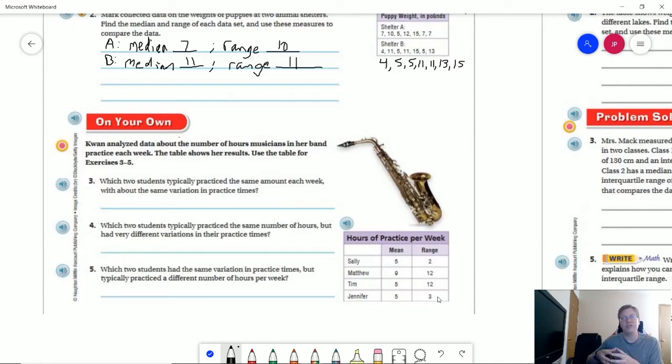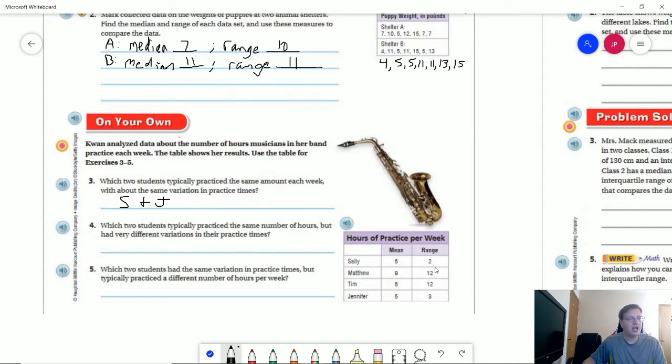They're not identical in the variation, but they're close enough that we could say we could pair those two together. And so we would say Sally and Jennifer would meet the requirements for what we're asking for in question 3. Number 4, which two students typically practice the same number of hours but had very different variations?